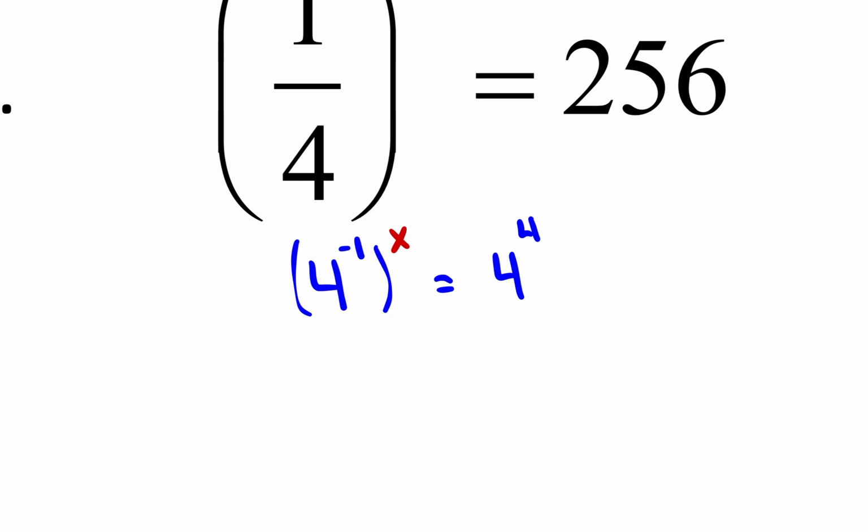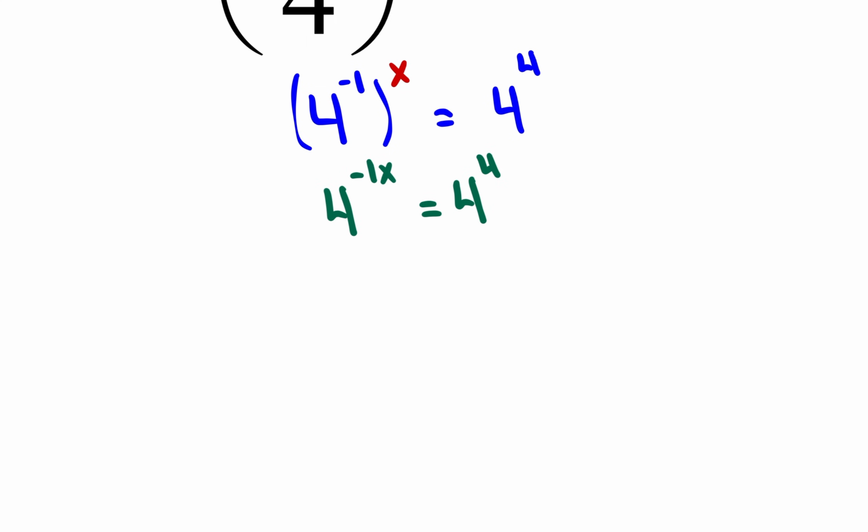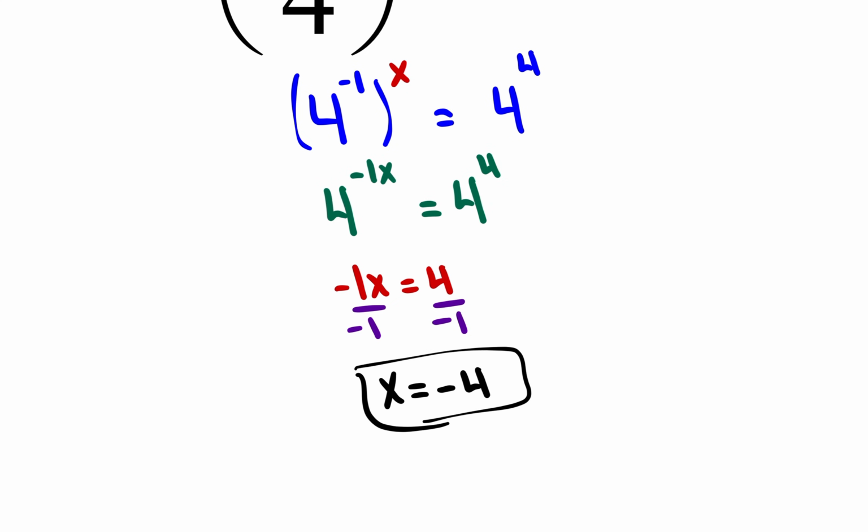In this case scenario, I can then do what? Well, I can go ahead and simplify this on the left-hand side to get 4 to the power of -1x is equal to 4 to the power of 4. Now that I have the same matching base, I can set the two exponents equal to each other. So I have -x is equal to positive 4. I will then divide both sides by -1. And this will leave me with a final solution of x equals -4. Let's go ahead and box that in.